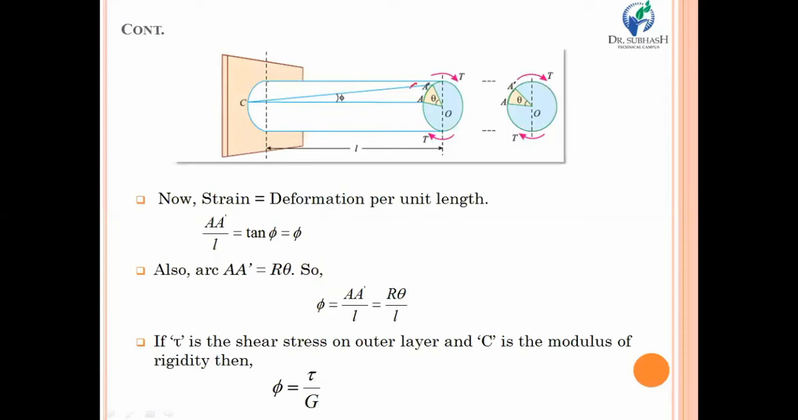For example, this is the outer layer you are taking for consideration, and C, or G, is the modulus of rigidity. Then ultimately we know that modulus of rigidity, shear stress, and shear strain stand in a relation like that: phi is equal to shear stress upon modulus of rigidity, or you may also write modulus of rigidity G is equal to shear stress upon phi.